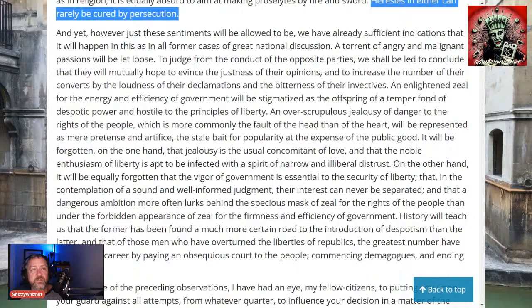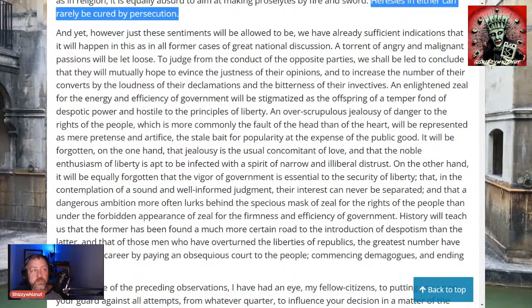It will be forgotten, on the one hand, that jealousy is usually the concomitant of love, and that the noble enthusiasm of liberty is apt to be infected with a spirit of narrow and illiberal distrust. On the other hand, it will be equally forgotten that the vigor of government is essential to the security of liberty, that in the contemplation of a sound and well-informed judgment their interests can never be separated, and that a dangerous ambition more often lurks behind the specious mask of zeal for the rights of the people than under the forbidden appearance of zeal for the firmness and efficiency of government.